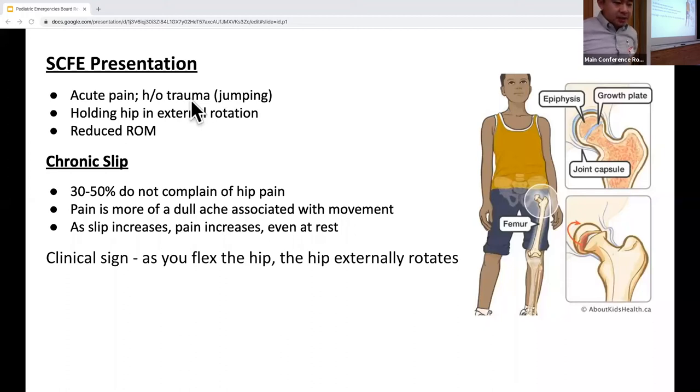And on a chronic slip, sometimes you won't complain of hip pain. Sometimes you'll see knee pain, which is referred pain into the knee. And then on a clinical sign, as you flex the hip, it will externally rotate because of the instability of the femoral head.